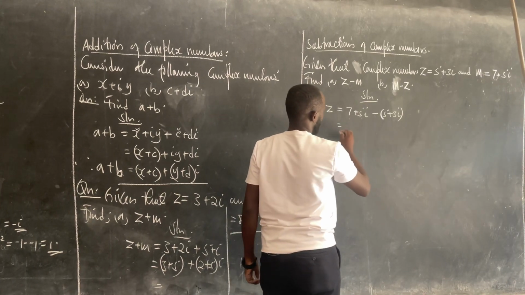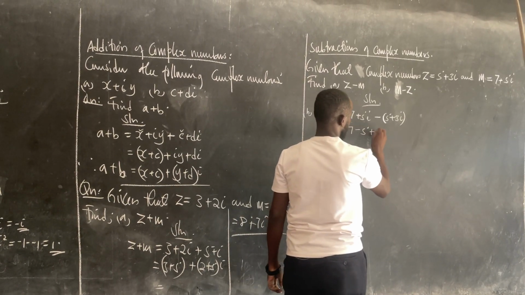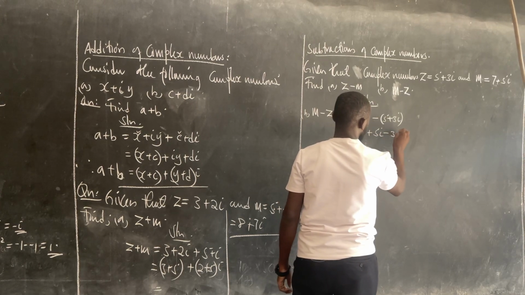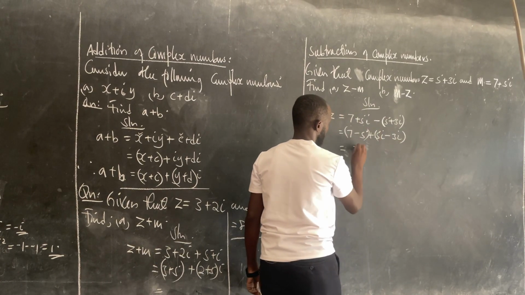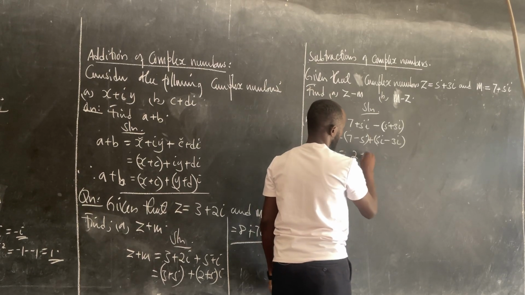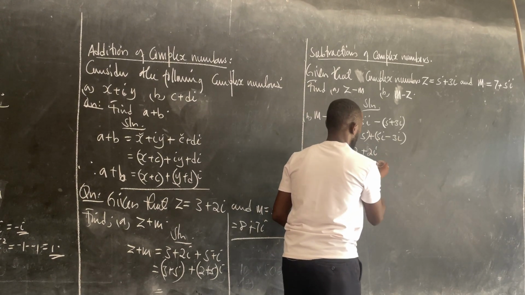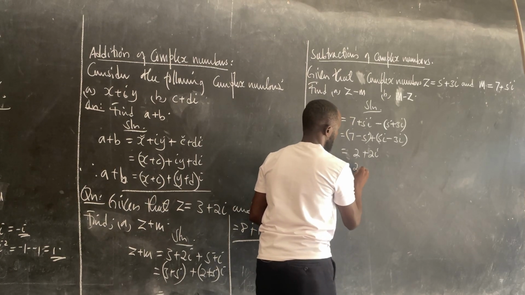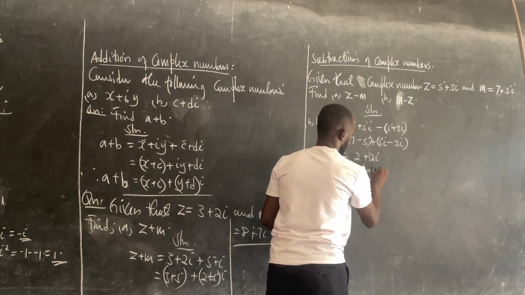So we shall have 7 minus 5 plus 5i minus 3i. So that we have a 2 plus 5i minus 3i, you get a 2i, which is the same as 2 into 1 plus i.